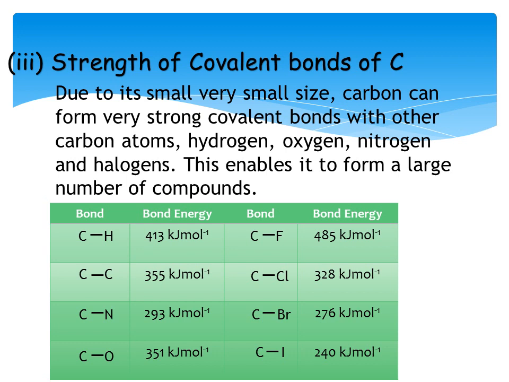Likewise, the carbon-chlorine bond is 328 kilojoule per mole, carbon-bromine is 276 kilojoule per mole, and carbon-iodine is 240 kilojoule per mole. From that you can imagine that carbon has a very strong affiliation with other atoms, and it shares a very strong bond with them. So this is another reason.